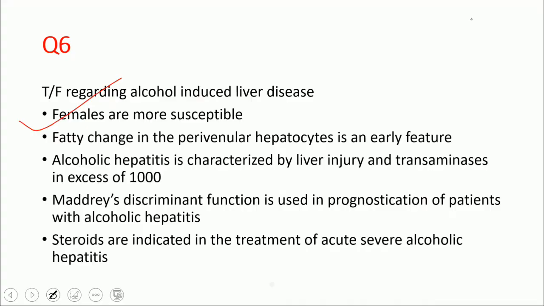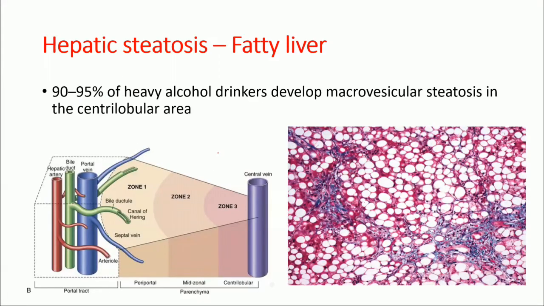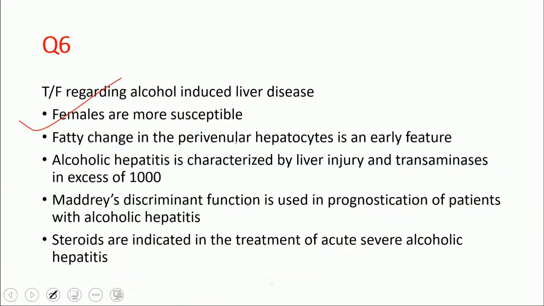Fat deposition occurs in the periportal hepatocytes. No, sorry, centrilobular. Yeah, sorry, around the central vein here. Those are just pathological details which even I can't remember now.